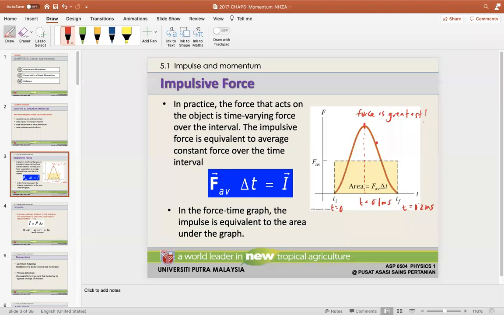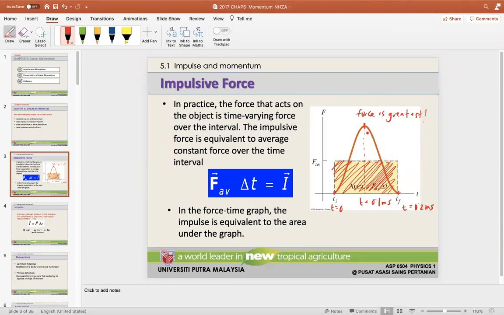But to calculate for the impulse using this graph is rather complicated because it's not a square or a triangle. So it's hard to approximate. So what they did is they said, okay, let's just approximate this with F average. The time is considered from the initial time to the final, but the F average is half of the peak. So that is your F average. So the F average is just the area of this square.